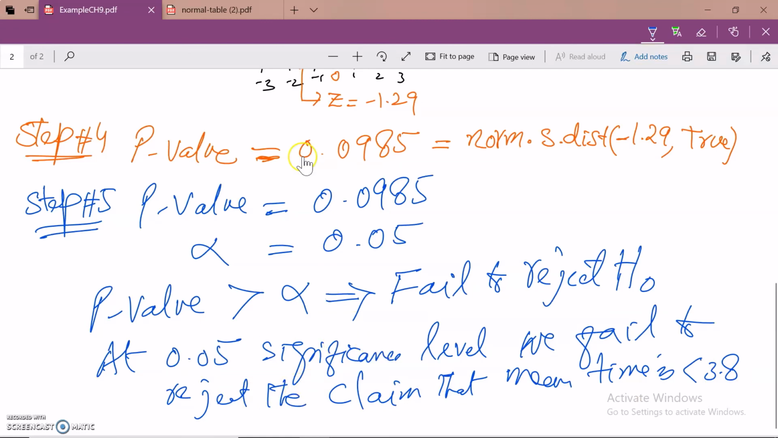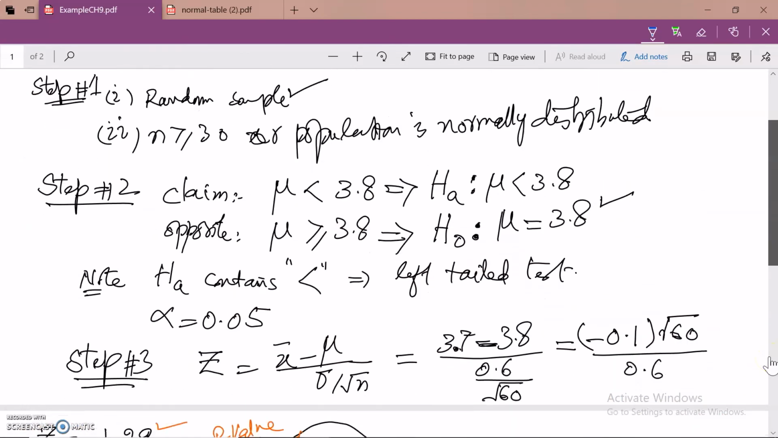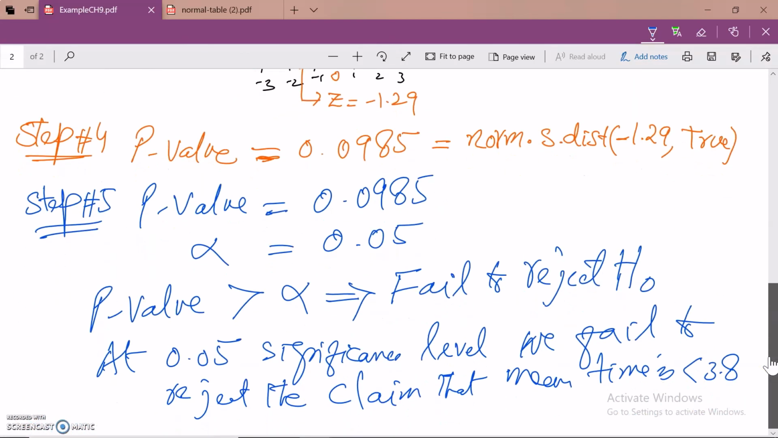So I have performed this complete hypothesis test for you guys, and I have shown you all the steps. I hope you are able to understand that.